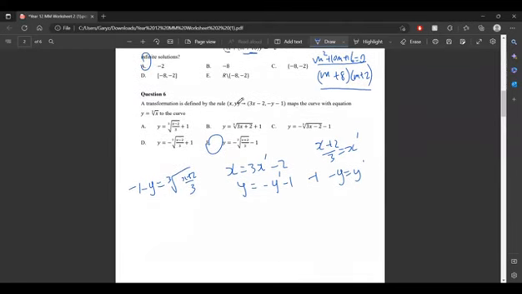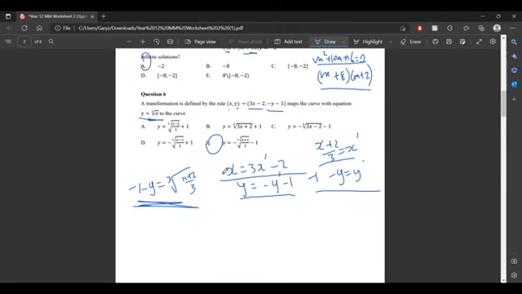Question 6, a transformation question. We know that x is equal to 3x dash minus 2, stated here. y is equal to -y dash plus 1. We solve for x dash and y dash, and we get these two equations. We plug them into our y is equal to cube root of x formula.